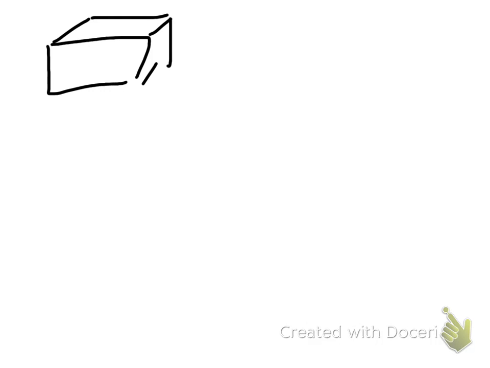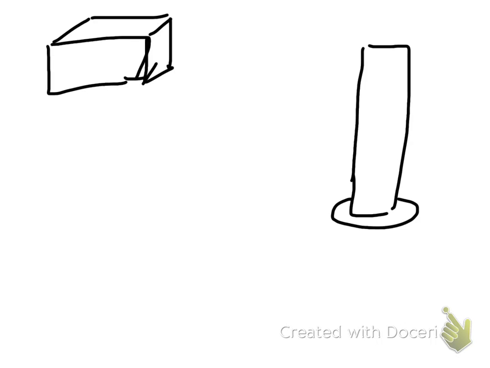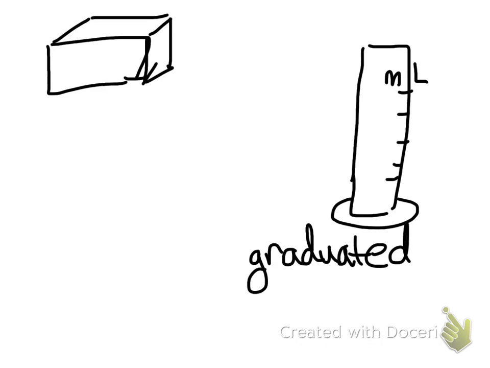So in science, we've talked about volume. We've learned about volume and density, and we've practiced finding the volume of different three-dimensional figures. And we've talked about that we use a graduated cylinder in order to measure volume, and that you would measure volume in milliliters. But now we're going to talk about it in math and use it to solve real life problems.